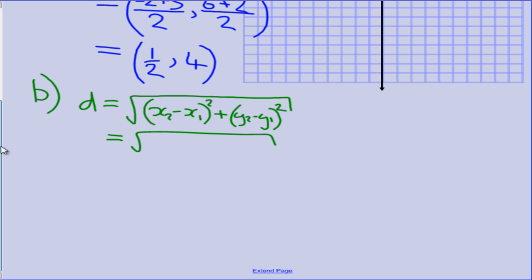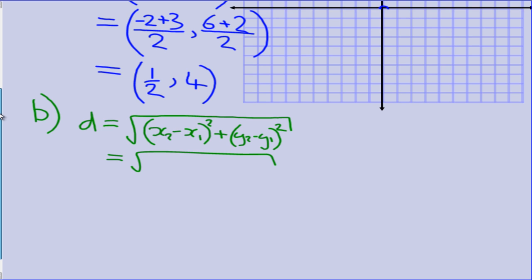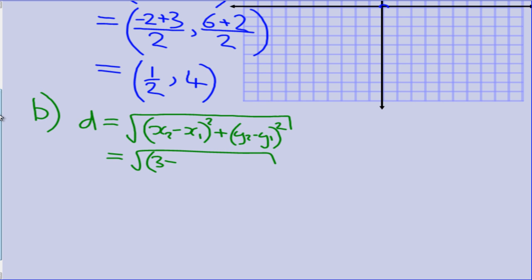x2, now point x2 was, going back up a little bit, 3 minus the x1 value of negative 2 all squared, plus the y2 value of 2 minus our y1 value of 6, and that was squared also. 3 minus negative 2 turns into 3 plus 2. So under our square root sign, we're going to have 5 squared plus 2 minus 6 is negative 4. So in brackets, we're still going to have the negative 4 squared.